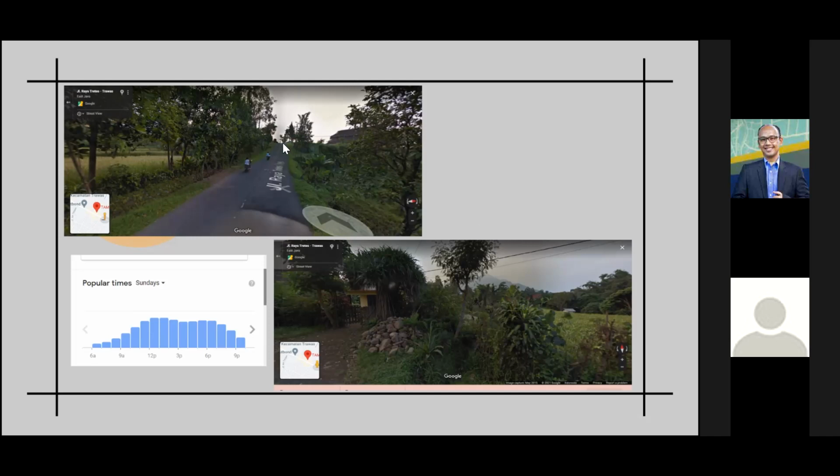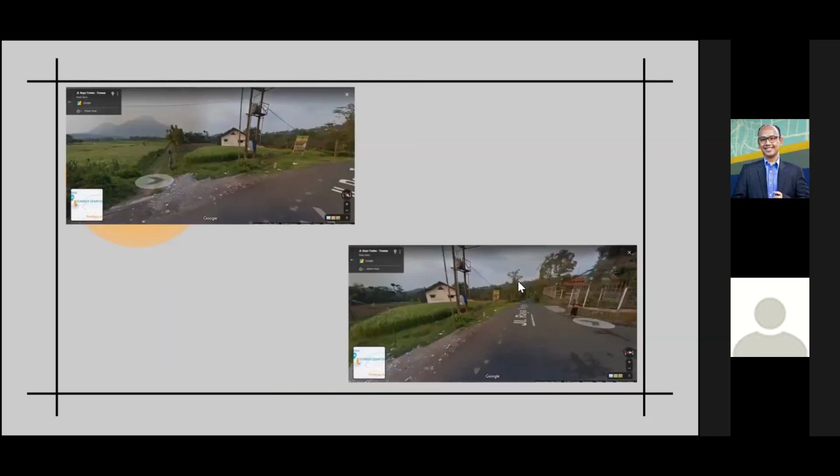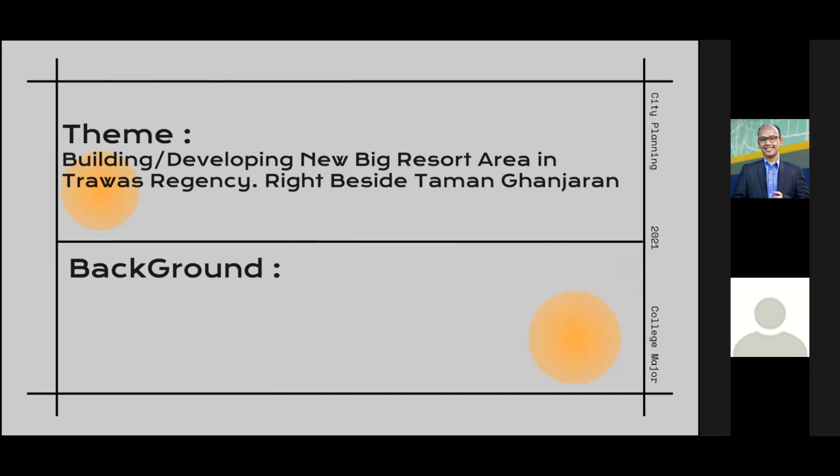As you can see here, it's not really flat. It's steep on this side, and then there's this mountain. As I mentioned before, this area is located near some mountains. And this is exactly where our study case is, from this circle until here. It's about 5 hectares. So the theme is developing a new big research area in Trawas, right beside Taman Ganjaran.